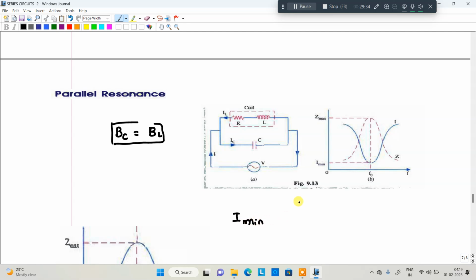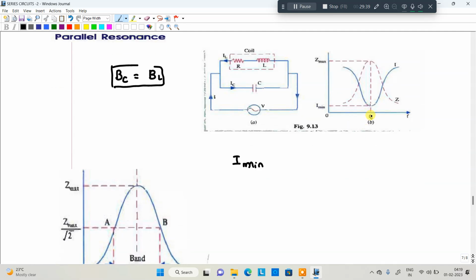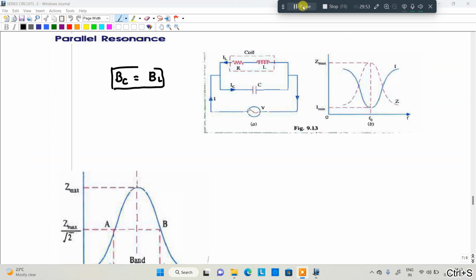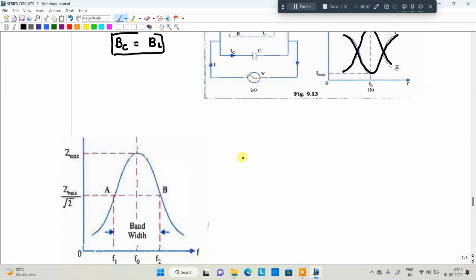The current value is a minimum in the case of parallel resonance. After that, the frequency and current graph will be like that. Whenever the resonance condition occurs, what about the f naught value? At the condition of f naught, the current value is going to be minimum. When our current value is minimum, the impedance is maximum. So this is the case in parallel resonance.